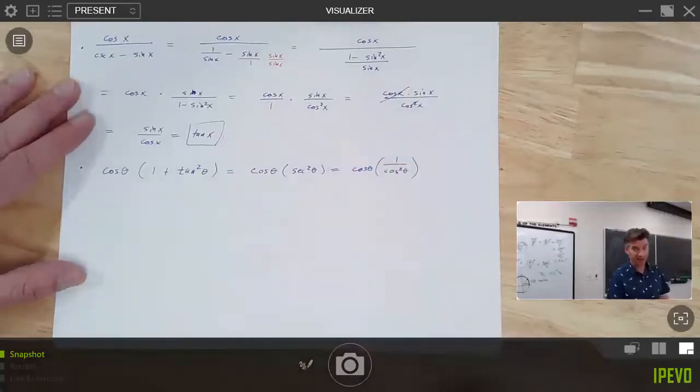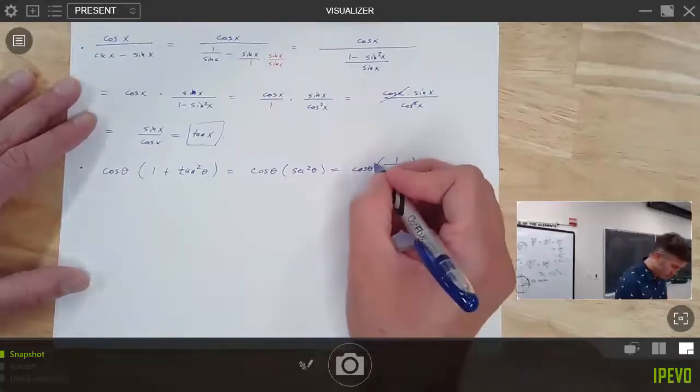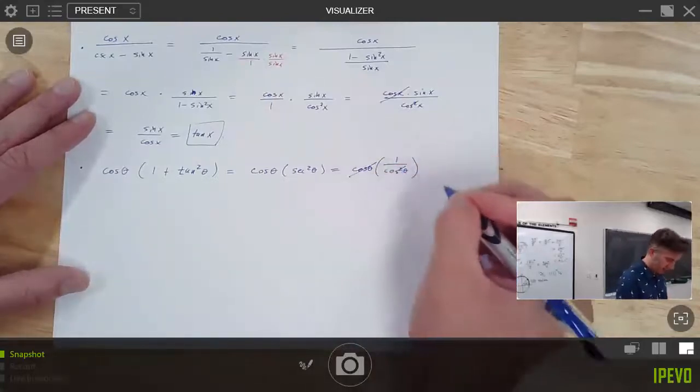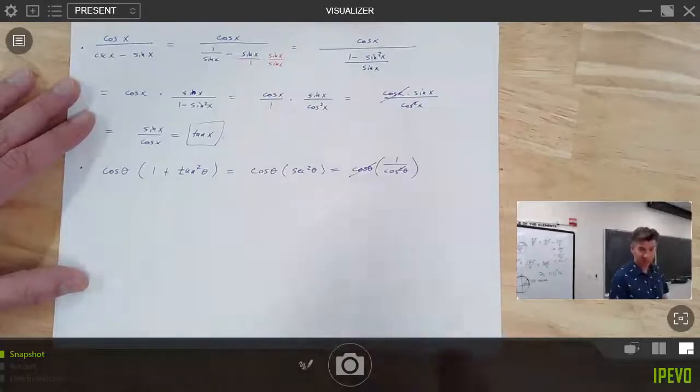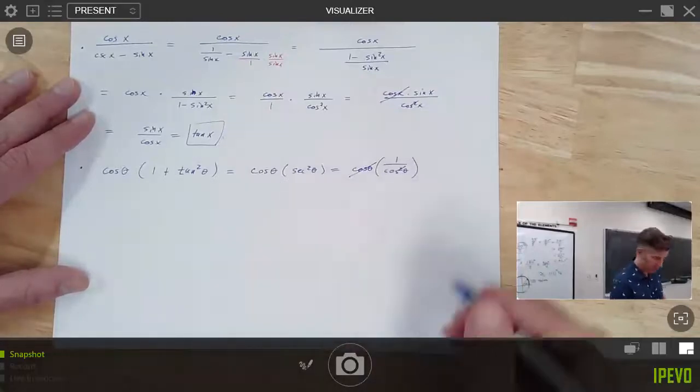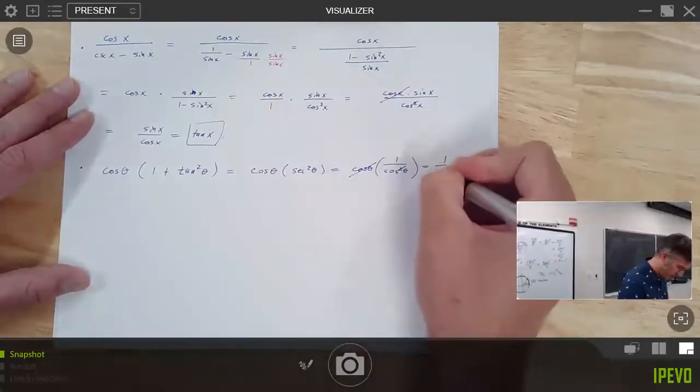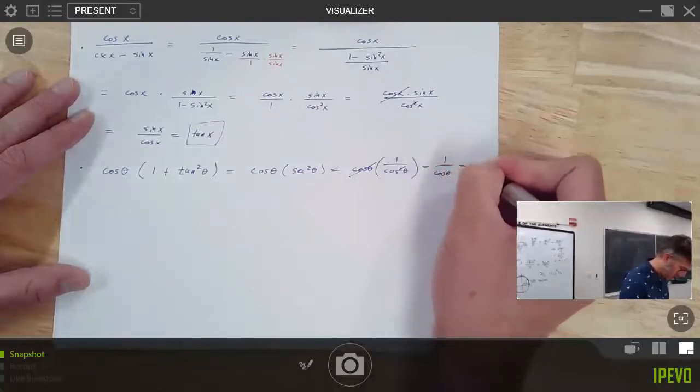It's really not right if there isn't an angle there. Cosine here cancels with the cosine there, because cosine squared is really cosine theta times cosine theta. So one of them cancels out. And you're left with 1 over cosine theta, which is secant theta.